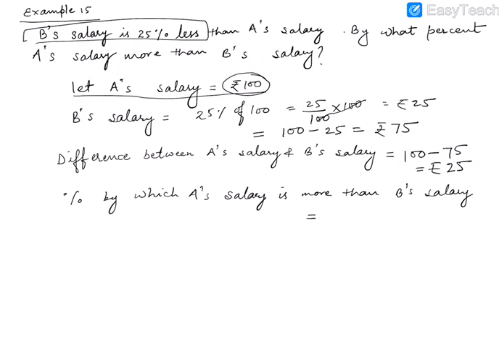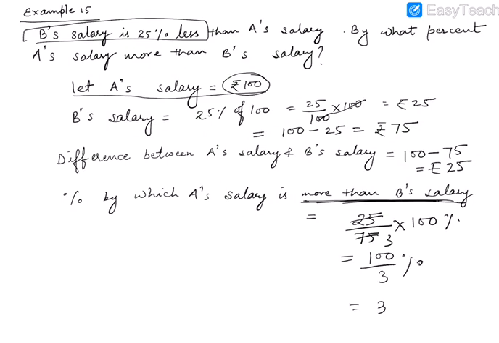Now, A is getting how much percentage more than B? A is getting 25 more, and we have to compare with whose salary? We have to compare with B's salary. More than B: here it is written this way, please pay attention to this statement. Here it is saying to compare A's salary with B, and B is getting 75. We'll compare with B, and we have to convert it into percentage, so multiply by 100. It is 100 upon 3 percent, which can be written as 33 whole 1 by 3 percent.